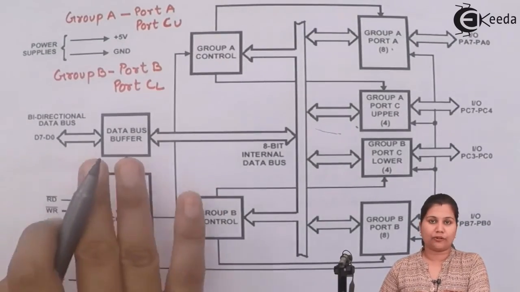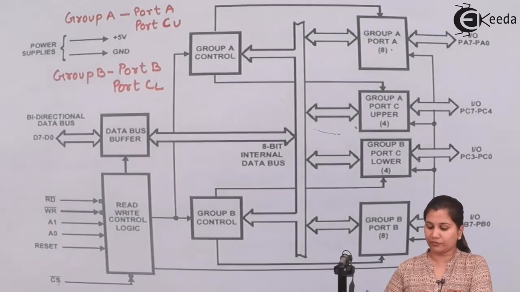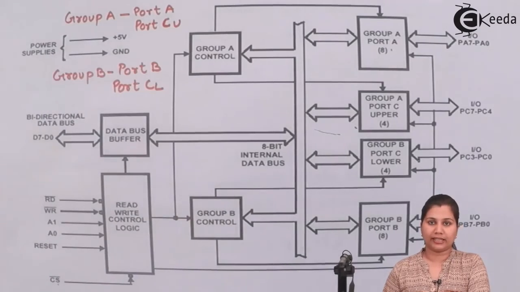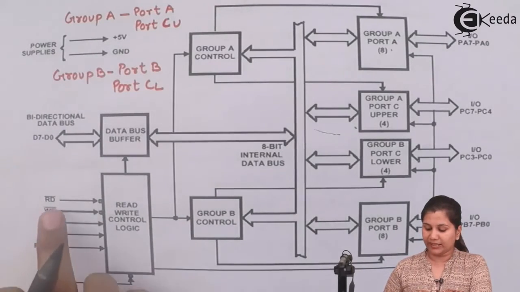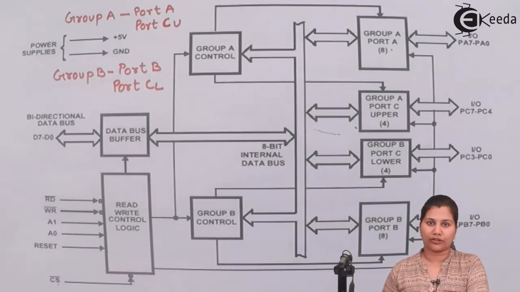So that is the function of the data bus buffer: the data is transmitted or received when the instructions IN and OUT are executed, and when the read and write signals are at their appropriate logic levels.